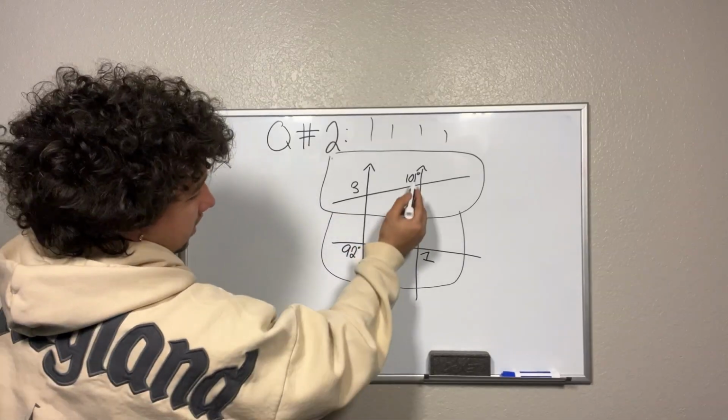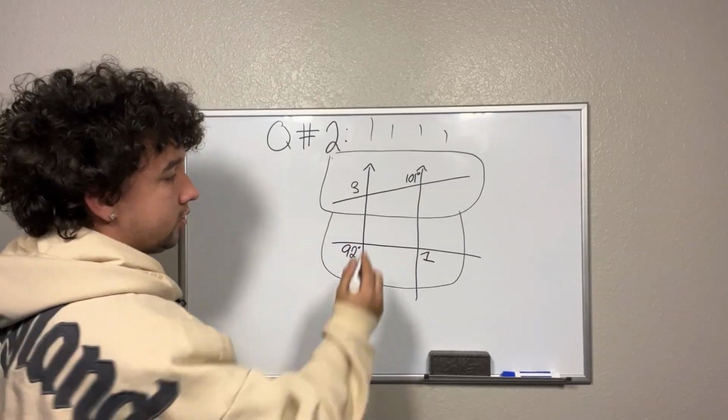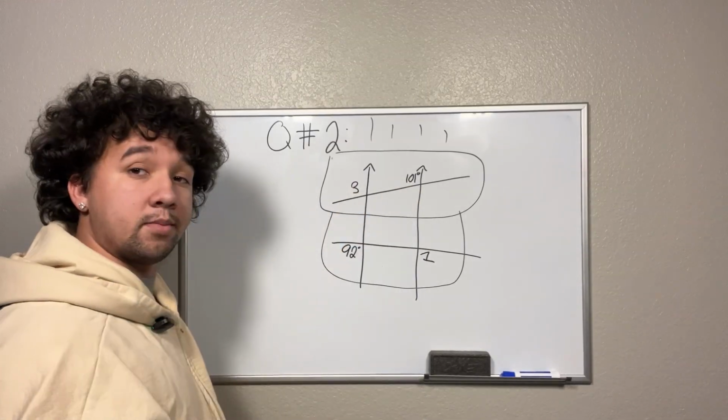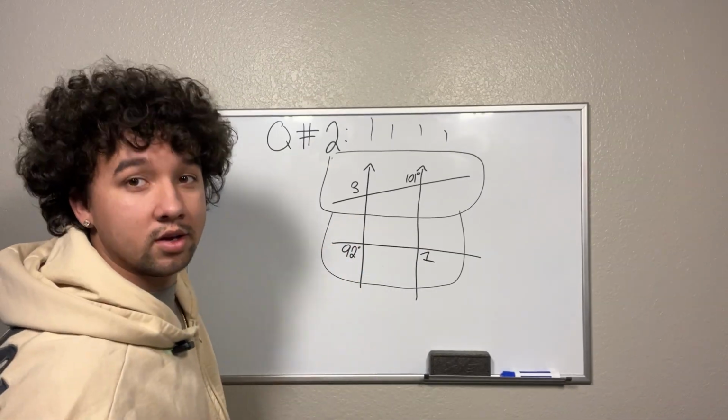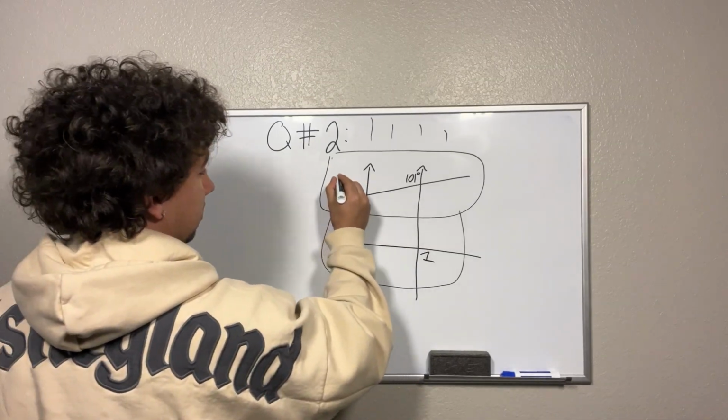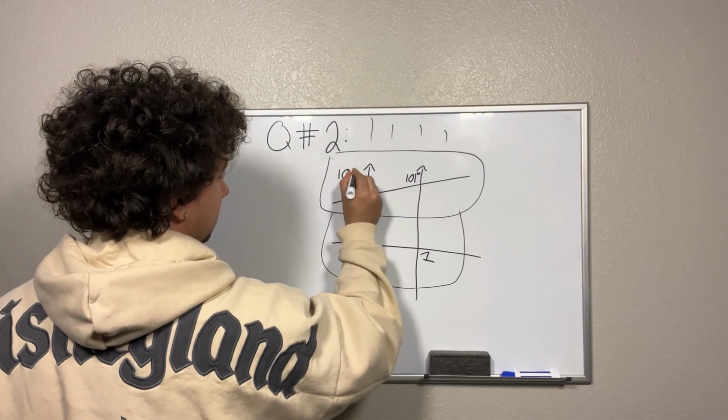So now, what type of angle is that with this one? Well, notice they're both on the top left. What does that mean they are? Corresponding. Corresponding angles are equal to each other. So that means that angle 3 is also known as 101 degrees.